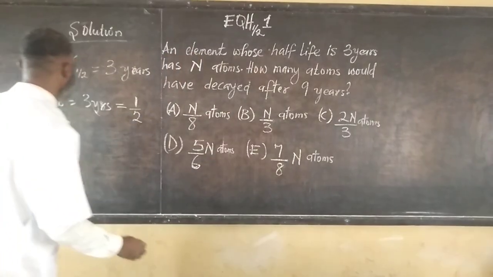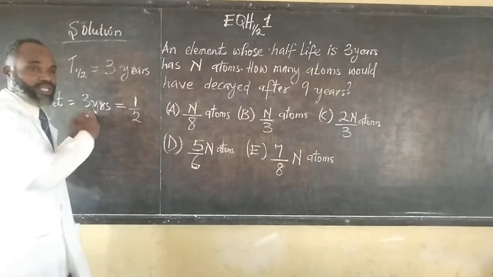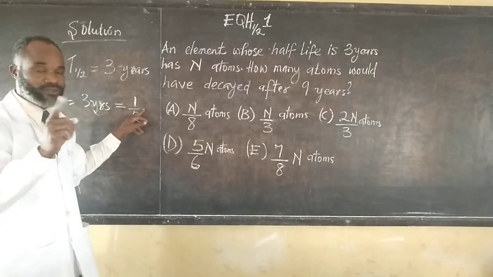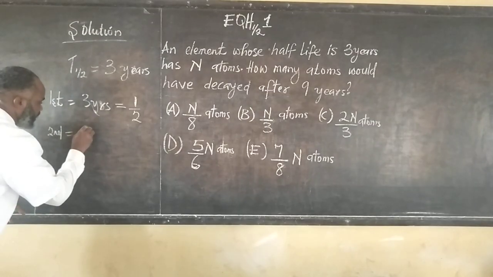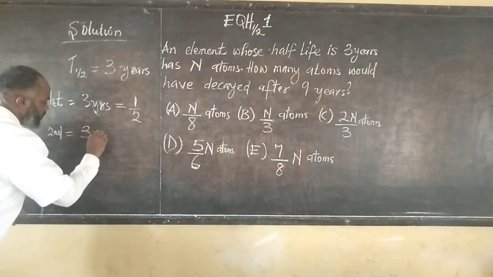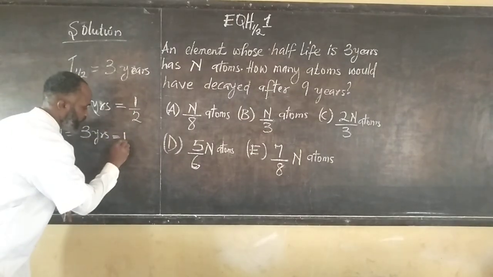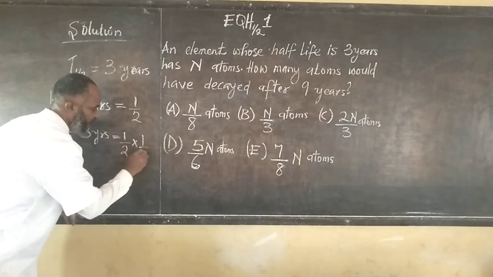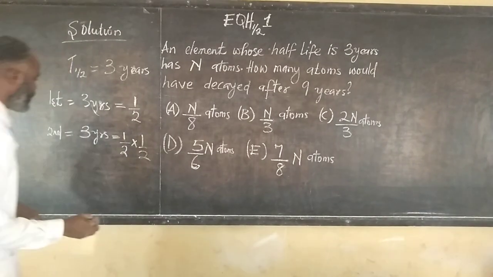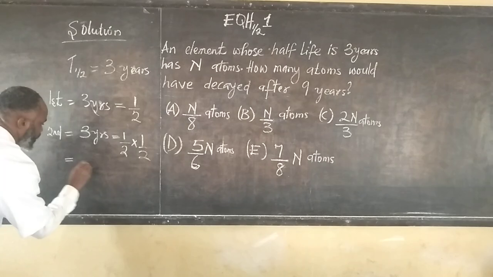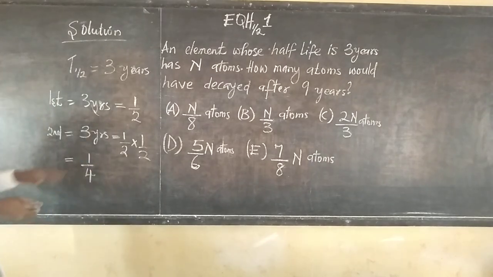So let's take it again. The first cycle, 3 years, half of it will decay. Take note. Second cycle of that radioactive material, another 3 years, another half will decay. So we take half, the first one, times the second half, and this will give us 1/4. Good, we keep it.